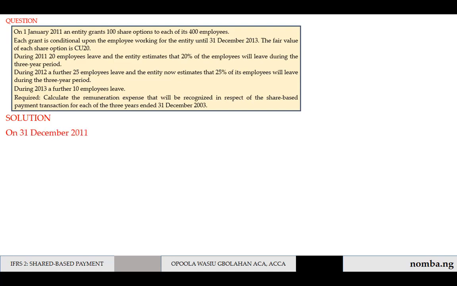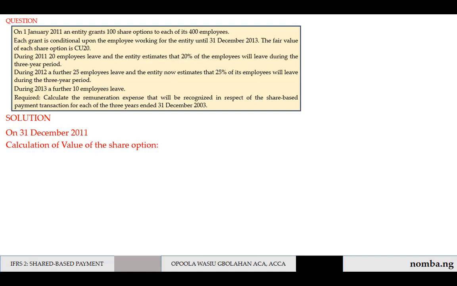So now, firstly, at the end of 2011, we need to calculate the value of the share option that is expected to vest at the end of the 3 years. And the question already solved that for us. It said during 2011, 20 employees leave. Out of the 400, 20 left. They leave the organization. So on the basis of that, the entity now estimates, this is what we need, the estimates they made. They estimate that 20% of the employees will leave during the 3 years period.